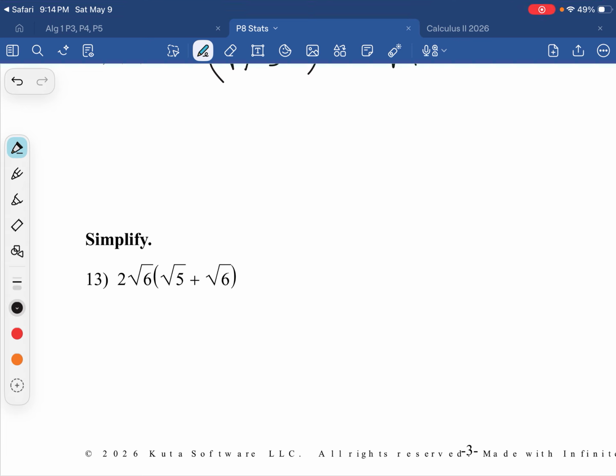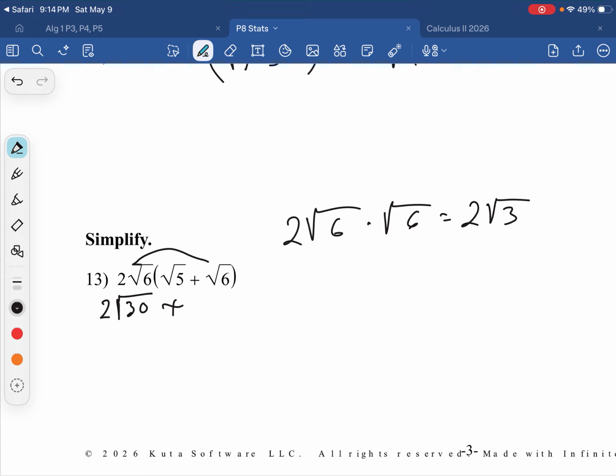All right, so when multiplying radicals, they need to have the same index. So 2 square root 6 times square root 5 is 2 square root 30. And then 2 square root 6 times square root 6 is square root 36, or 2 times 6, 12. So 2 square root 30 plus 12.